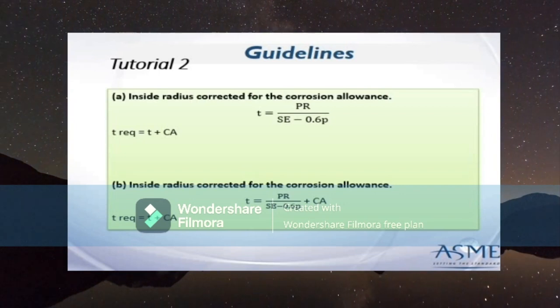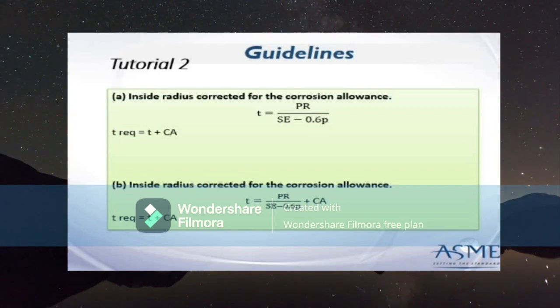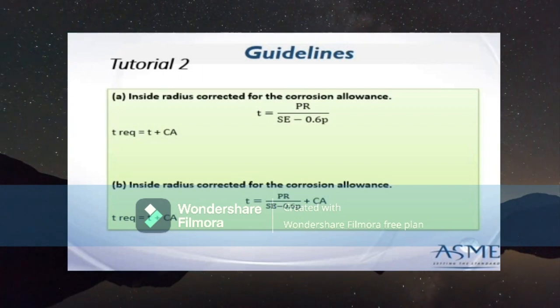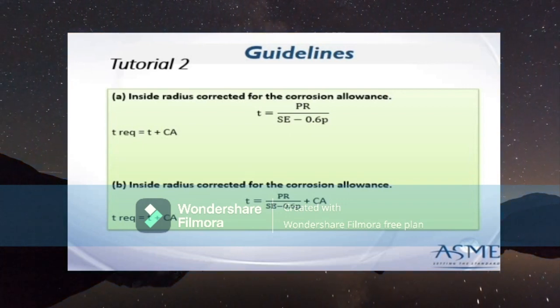A. Inside radius corrected for the corrosion allowance. T equals pressure times radius divided by stress times efficiency minus 0.6 times P. T required equals T plus CA.